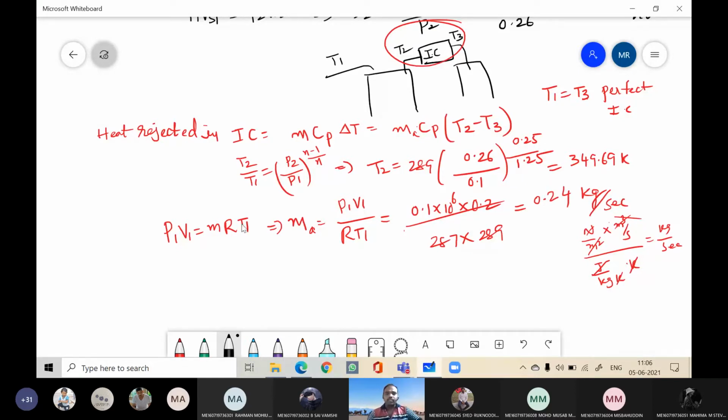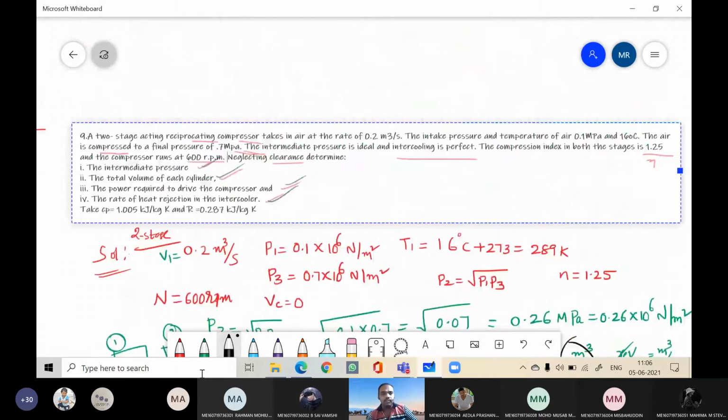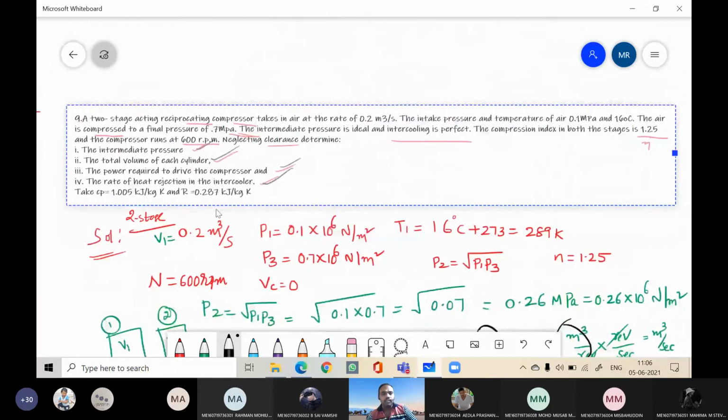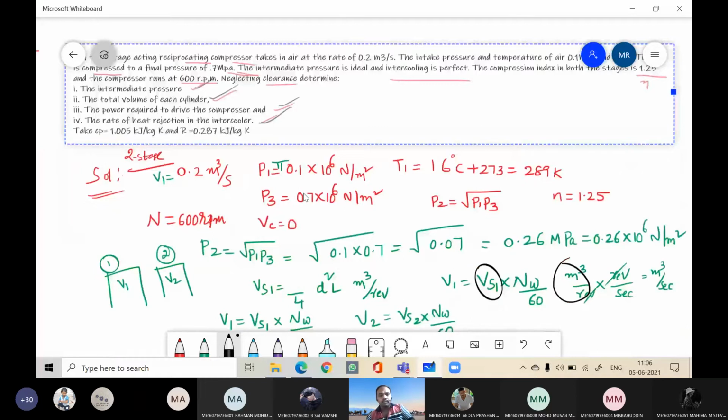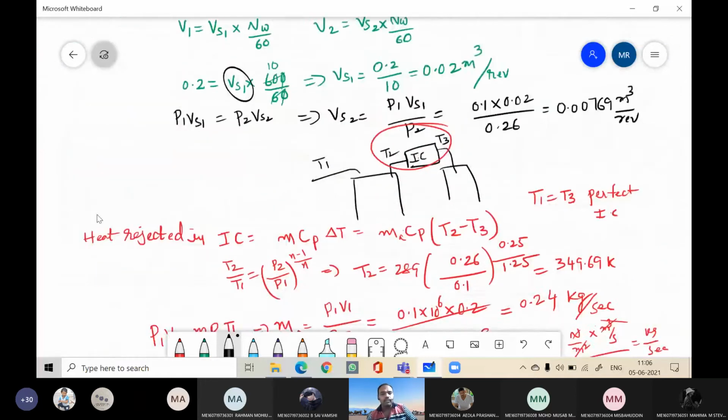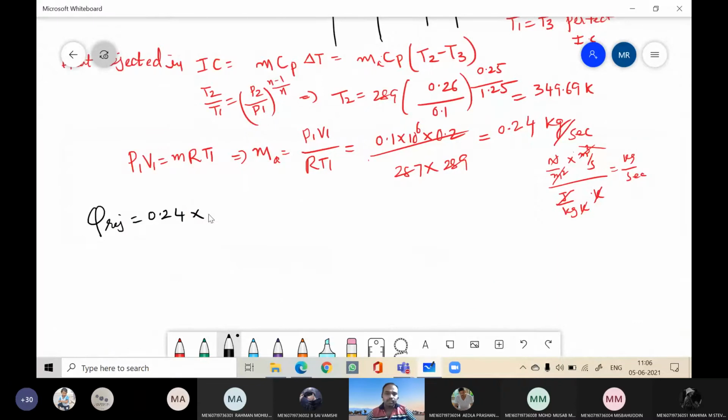So once you know everything, then we can calculate heat rejected. Heat rejected is equal to 0.24 into Cp value. Cp of air is given as 1.005 kilojoules per kg Kelvin, but SI unit is only joule, so we'll multiply with 1000. So 1005 joules per kg Kelvin. m Cp delta T: T2 value 349.69 minus T3, which is nothing but T1 for perfect intercooling, that value is 289. Simplify, you will get heat rejected.